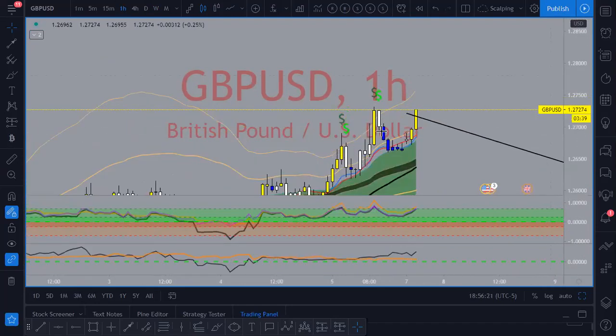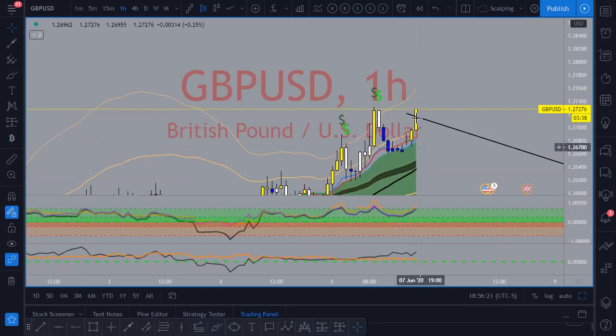Right now, price has created this double. I just took partial profits. I'm looking, and I think I'll just put my stop loss at break even, just in case.